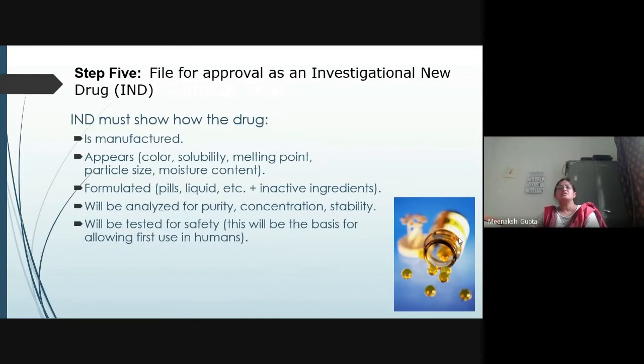And the last one is we file for approval as an investigational new drug. Okay, IND. IND must show how the drug is manufactured, what is the appearance of the drug, that is color, solubility, melting point, particle size, moisture content, and the other pre-formulation studies. We have already studied this in BPharm, I think fourth or fifth semester under the Pharmatech subject.